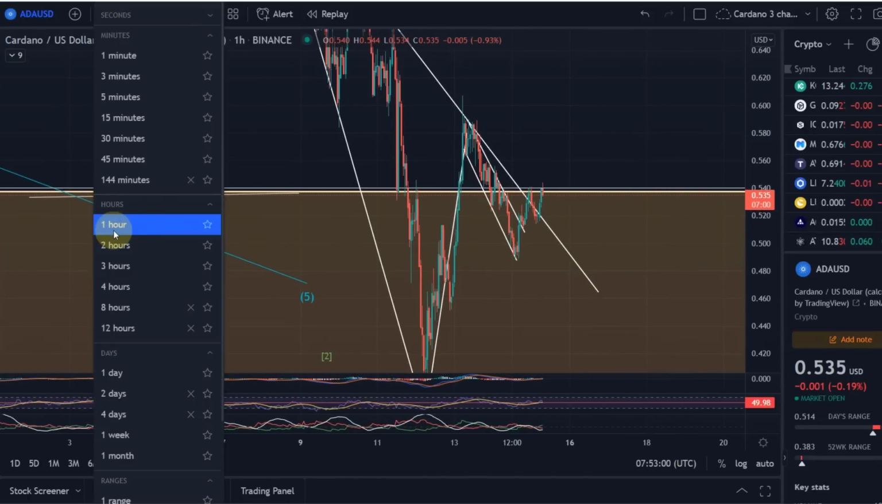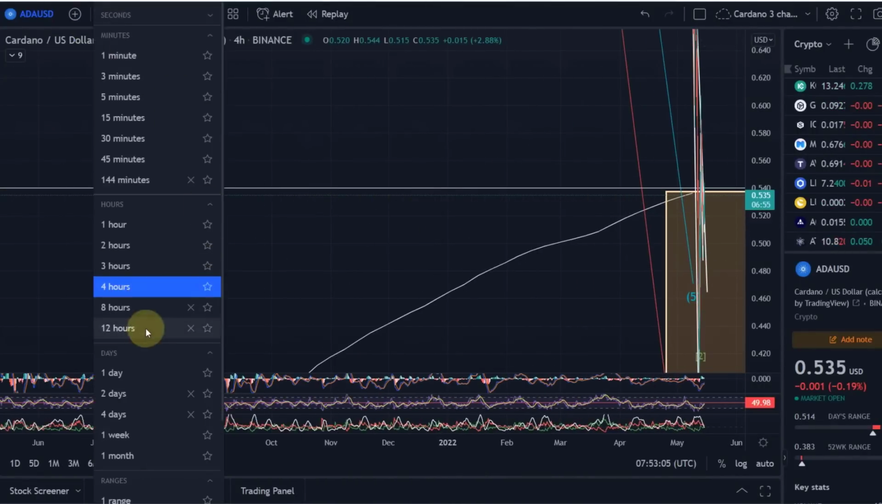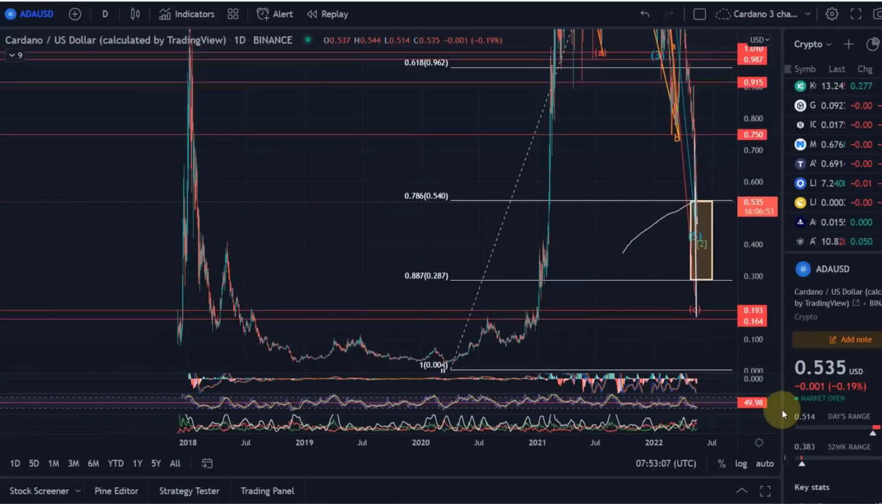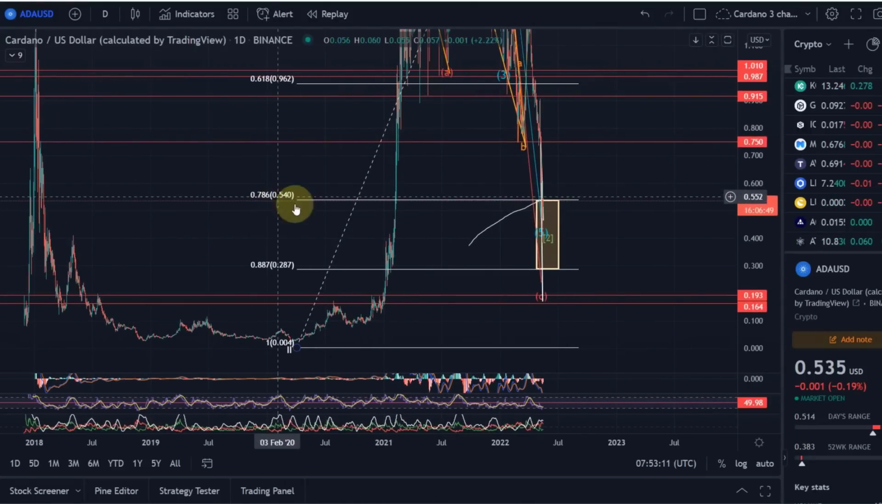Why is the 54-cent level so important? Well, that is the 78.6% Fibonacci level. Let me zoom out and show you. There you go, 54 cents, the 78.6% Fib level, the target area here in the yellow box basically.